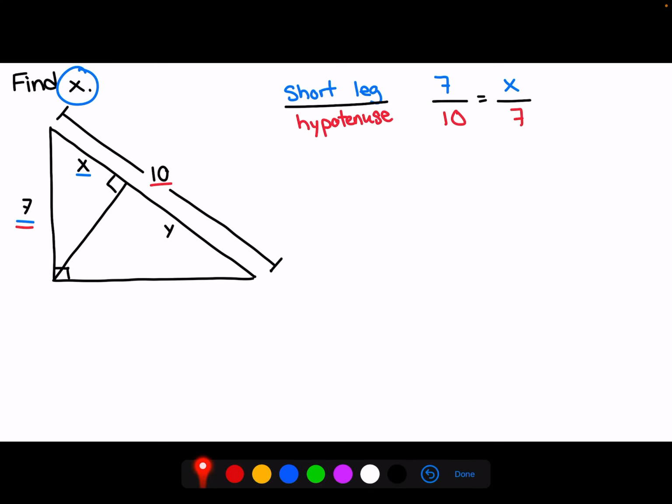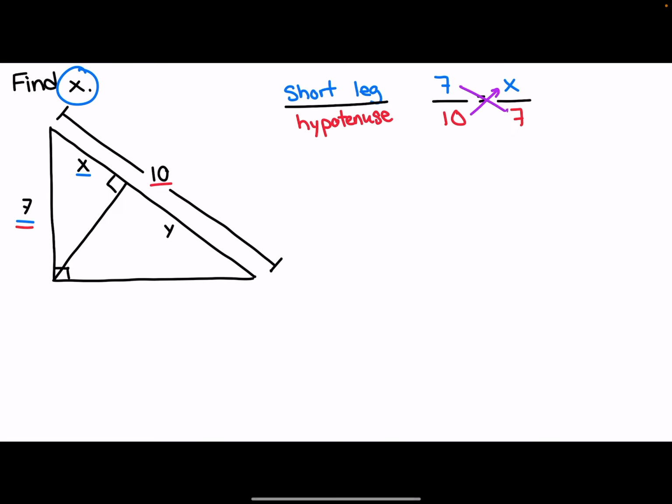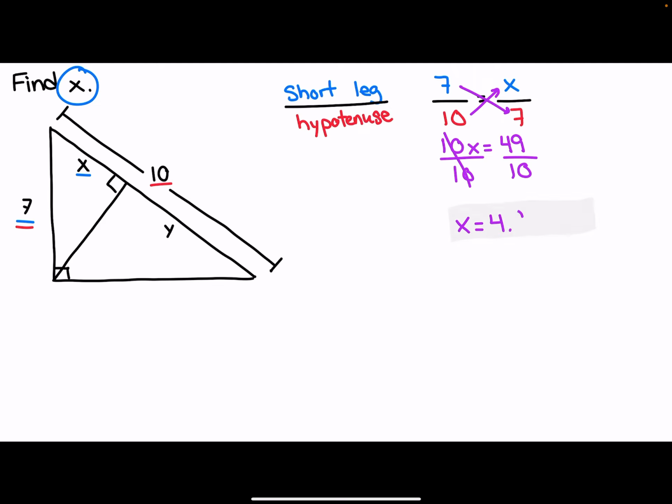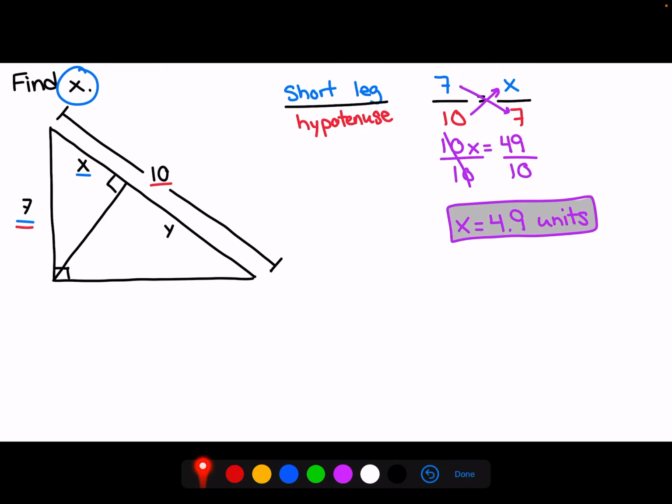Again, starting with this one, 7 is the short leg on the large triangle, 10 is the hypotenuse on the large triangle. For our small triangle, we are using this ratio. x is the short leg on the small triangle, 7 is the hypotenuse on the small triangle. We have a geometric mean occurring. These are both 7, so we can continue working because we're doing it correctly. Cross multiplying will give us 10x equals 49. And then dividing both sides by 10 to get x isolated will leave us with x equals 4.9. And that's our final answer.